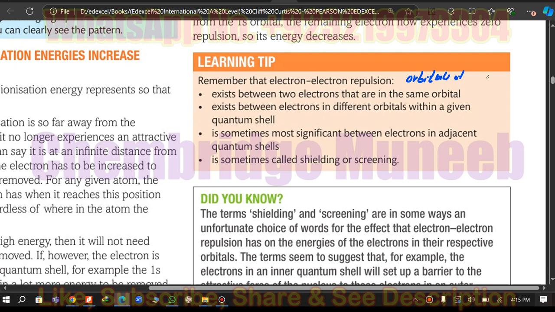P1, p2. Totally wrong, Ali. You are not doing the revision. It's px, py, and pz.